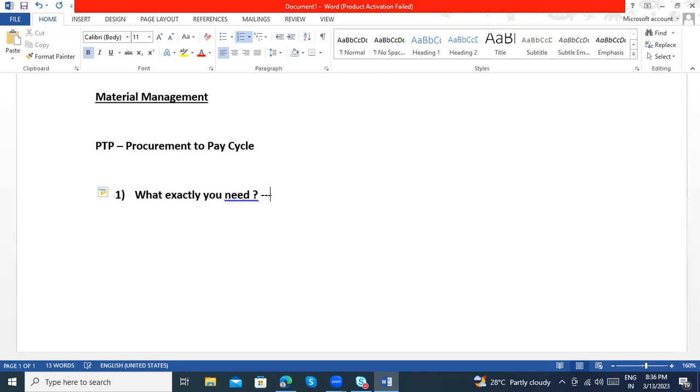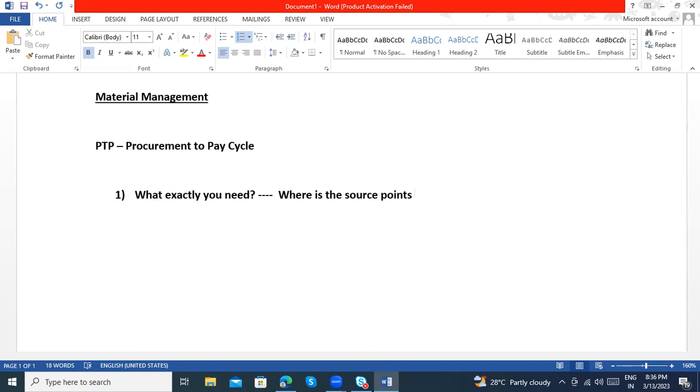So when you're thinking about what exactly you need, where is the source point here? Where exactly do you get the needs, and how do you know that it is required?